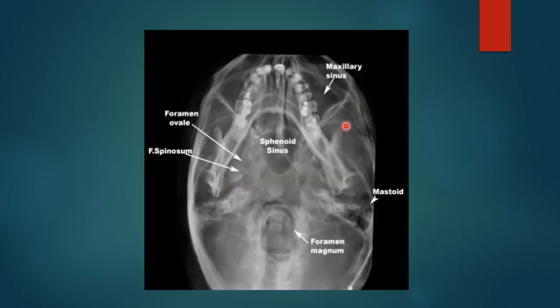This is an example of submentovertical view or basal view. Here you can see the sphenoid sinuses, bilateral sphenoid sinuses. This is the right sphenoid sinus, this is the left sphenoid sinus.